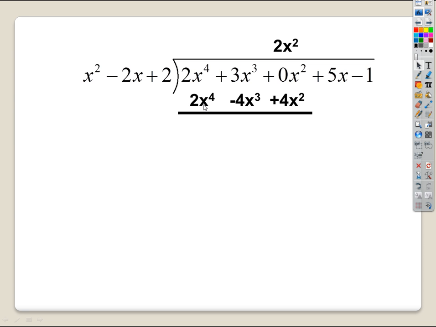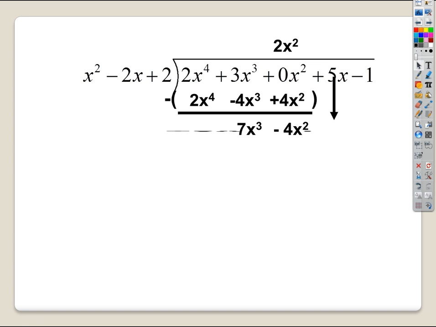Okay? So over here we've got 0x squared minus 4x squared, which is what? Negative 4x squared. Here we have 3x cubed minus negative 4x cubed, which is 7x cubed. Good, because subtracting a negative is adding. And then finally, 2x to the fourth minus 2x to the fourth. Those cancel. And then what do we do with the other ones, you suppose? Bring them down.